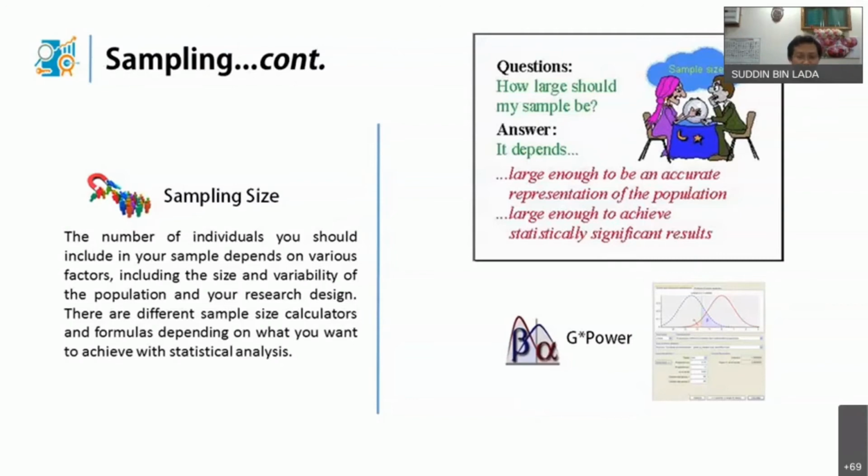Then the most important thing, especially look at the pictures there. Question: how large should my sample be? The answer is, it depends. Large enough to be an accurate representation of the population. Large enough to achieve statistically significant results.